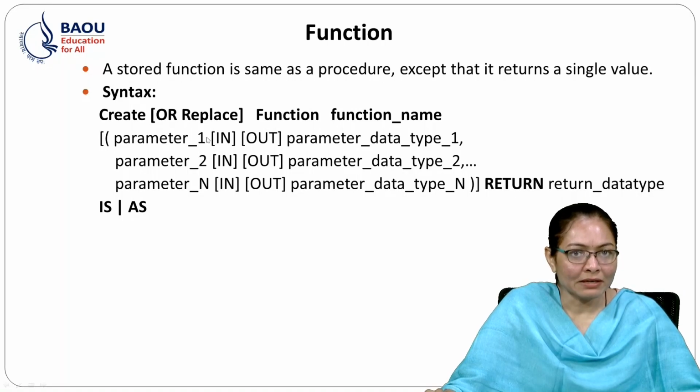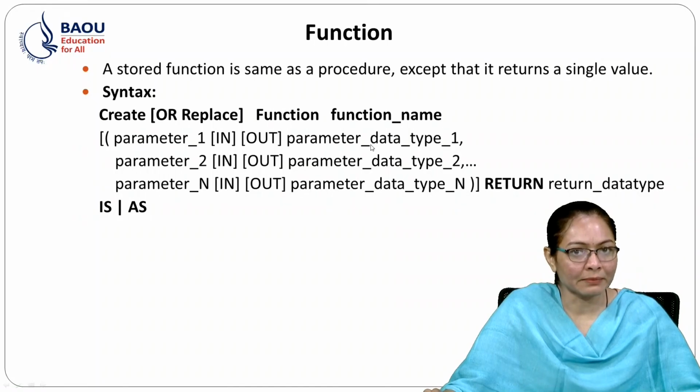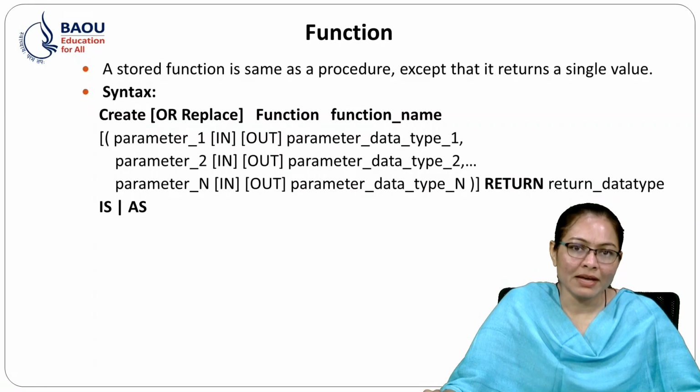Now, the parameter name is the name of the parameter which is passed to the function. Here, the parameter data type, parameter 1, then IN and OUT. IN means accept the value, OUT means return the value, and IN OUT means accept and return both. Here the parameter data type is the data type of the parameter that we are passing to the PL/SQL function.